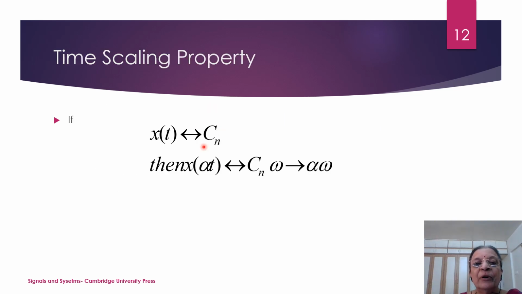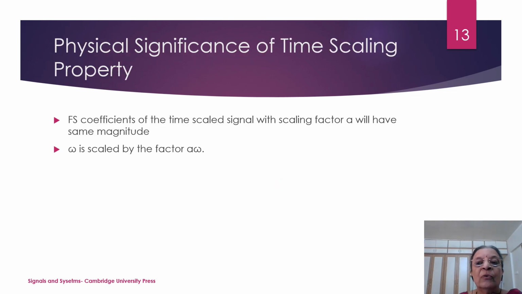Time scaling property. Now, if the signal is time scaled by a factor of alpha, if instead of writing x of t we write x of alpha t, then what will be Cn? Cn will change to C of n, where omega will be replaced by alpha into omega. So what is the physical significance? The Fourier series coefficients of the time scaled signal with scaling factor alpha will have the same magnitude response. The only thing is omega will be scaled by the factor of alpha omega.